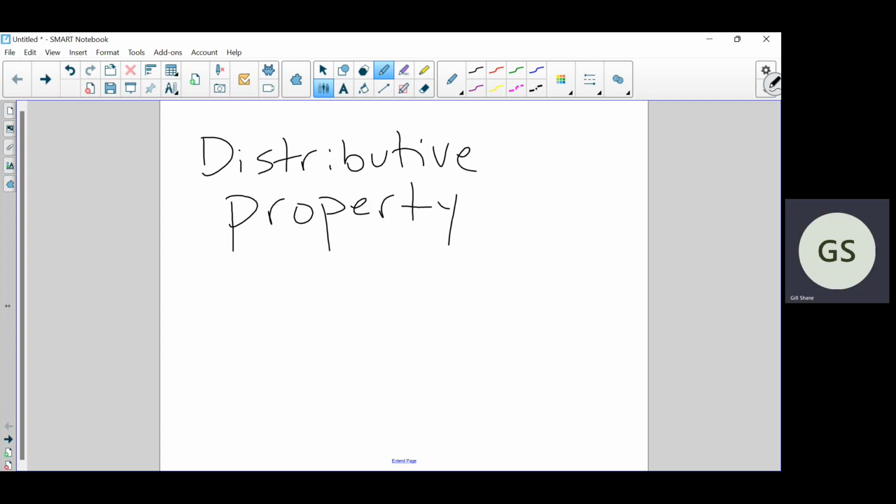So the distributive property has to do with parentheses. So that's the first thing you look for. Now, the full distributive property has to do with something like this.